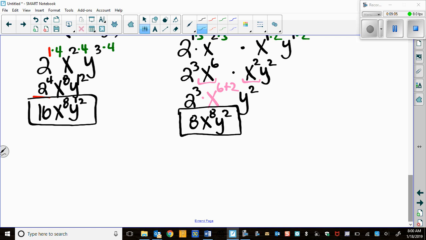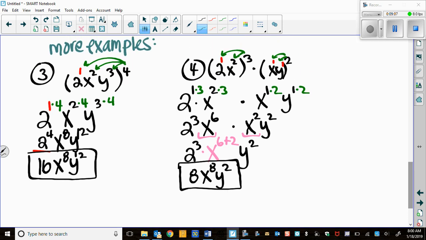So just to recap on these type of problems, make sure that you raise everything inside the parentheses to the power, or how I've been explaining it, you're going to distribute that power to everything inside. Okay, and then use the other laws of exponents to simplify, because we eventually will have a combo problem like that.